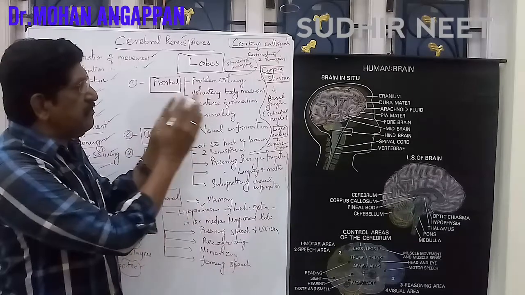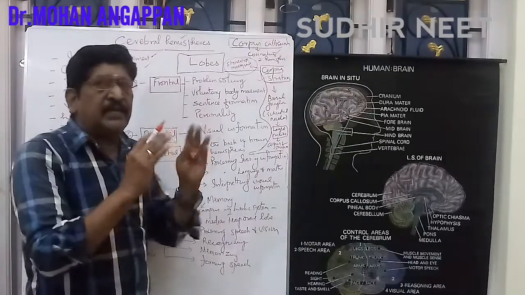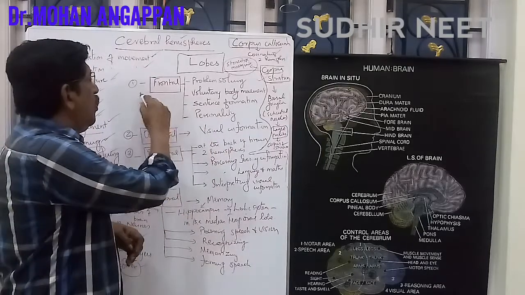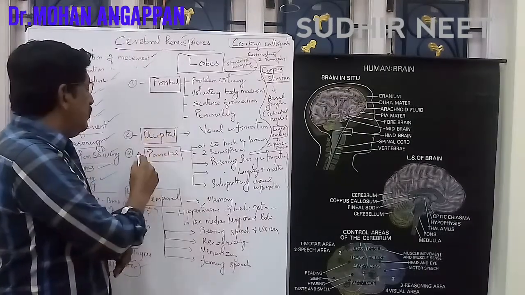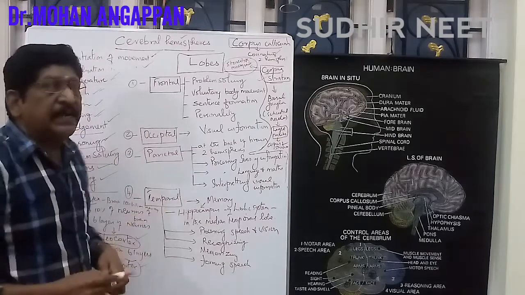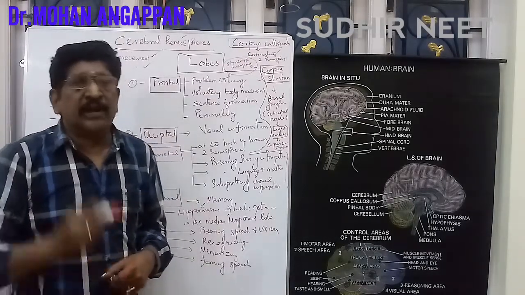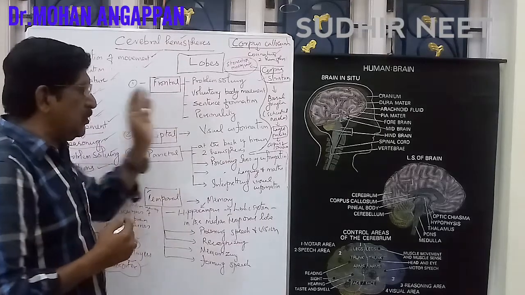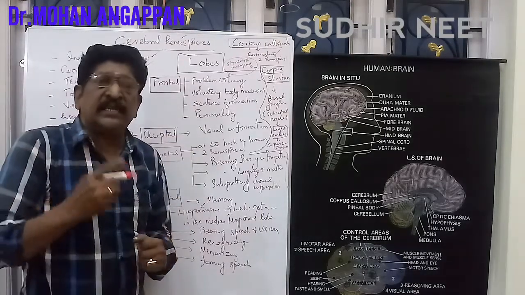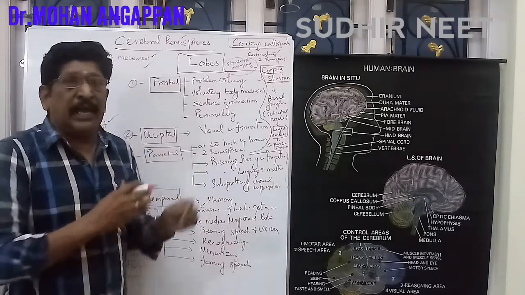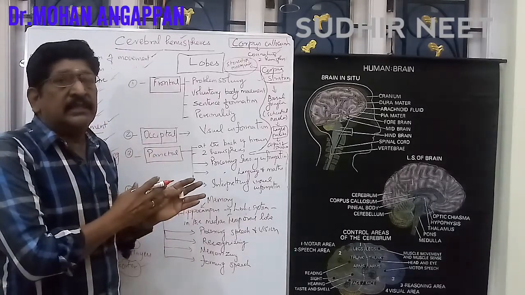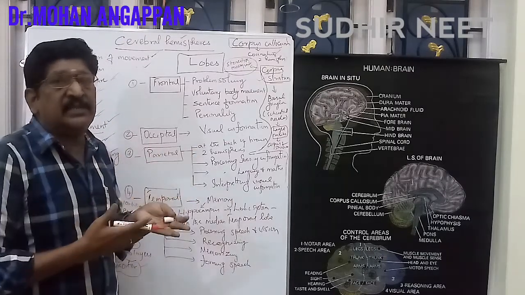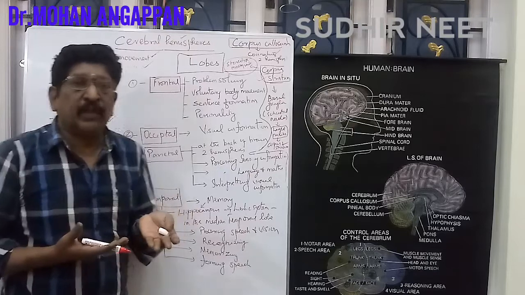If you take the cerebral hemispheres, that contains 4 lobes: frontal lobe, occipital lobe, parietal lobe and temporal lobe. What are the functions? These you must know, all these things you must know. So see guys, once again I often tell you, I am taking the class from the NEET point of view. Every word or every sentence is important for MCQ.